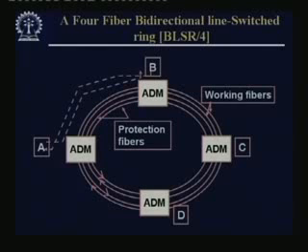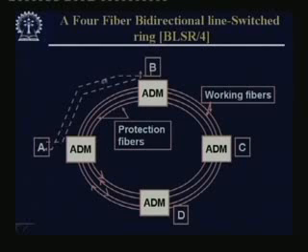So, this is a 4 fiber bidirectional line switch ring. Once again we have two working fibers, say the outer two, and two protection fibers, the inner ones. So, we have actually 4 fibers. We are using two such working fibers. One of them is going in one direction, the other is going in the other direction. So, this is bidirectional, we can communicate both ways.